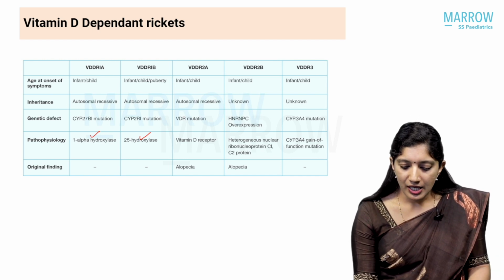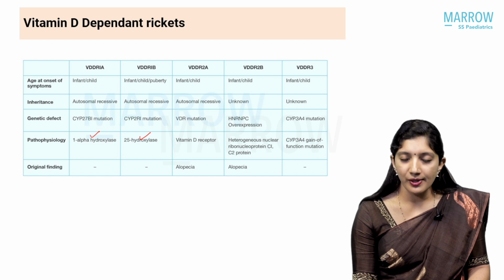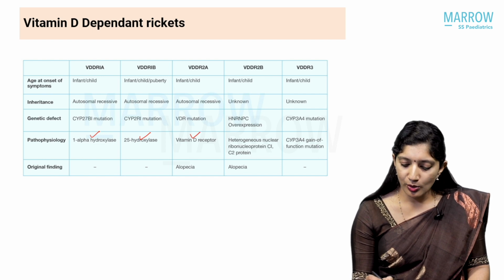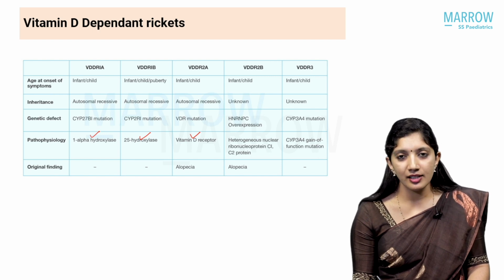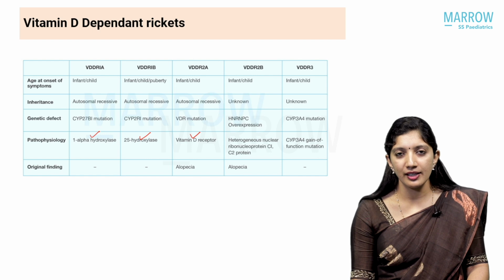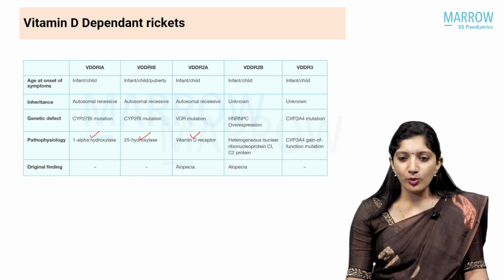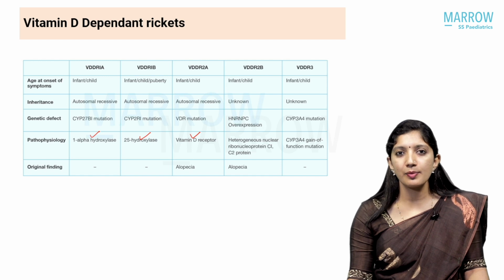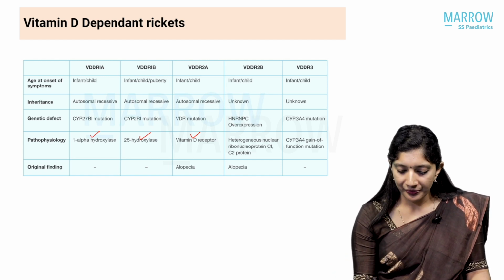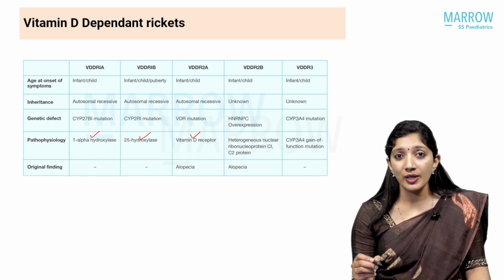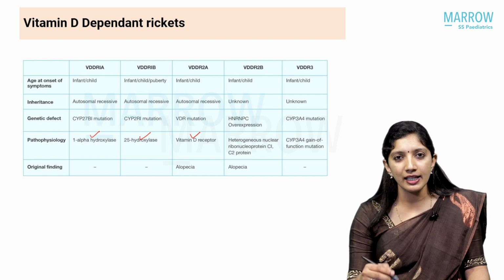VDDR type 2A is also an autosomal recessive mutation and is a mutation in the vitamin D receptor. VDDR type 2B is a mutation in heterogeneous nuclear ribonucleoprotein C1 and C2 protein. These proteins are involved in the post-receptor signaling of the vitamin D pathway, and VDDR type 2B is due to a post-receptor signal protein mutation, which affects the post-receptor signaling pathway of vitamin D. And VDDR type 3 is due to activating mutation of 24-hydroxylase, which leads to increased inactivation of vitamin D.